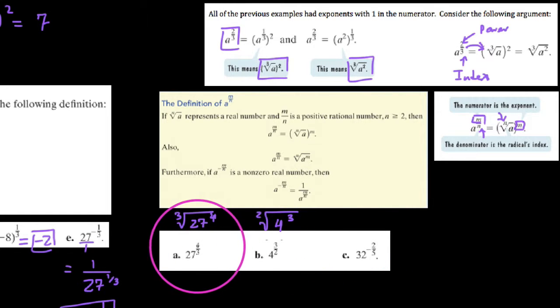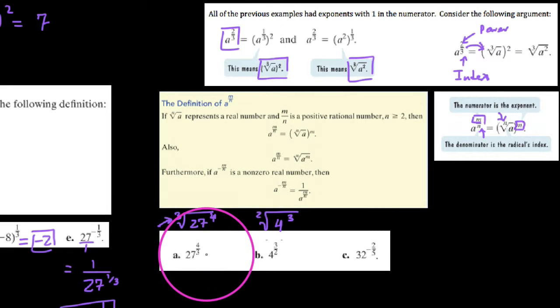So let's go ahead and evaluate these. And one thing that I do want to mention is this: in terms of evaluation with rational exponents, it is always easier to do the root first and then take things to the power, instead of taking them to the power, making them bigger, and then trying to do the root, the nth root here.